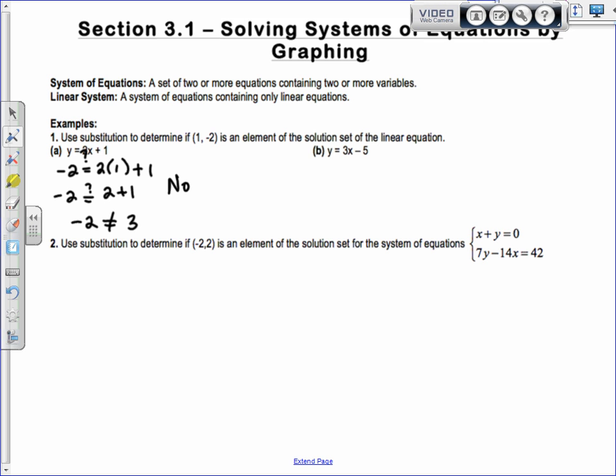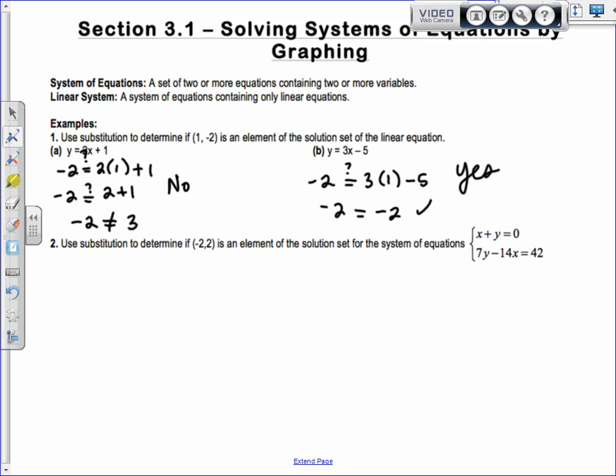All right, same thing for this. I'm going to have y equals 3 times x minus 5. So y is -2, and I'm seeing if that's equal to 3 times 1 minus 5. Now I have -2 equals -2. That does work, so yes, it's a solution. What that means is that point is on the line. Those were both just checking that the point is on the line.